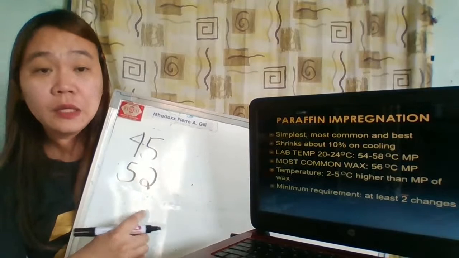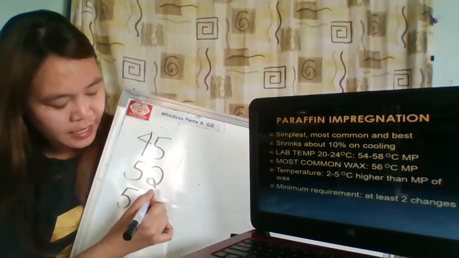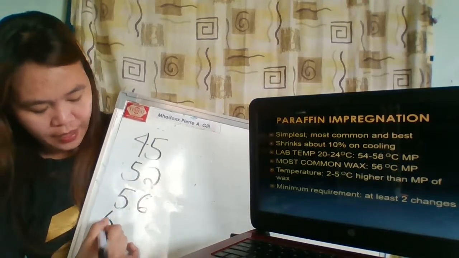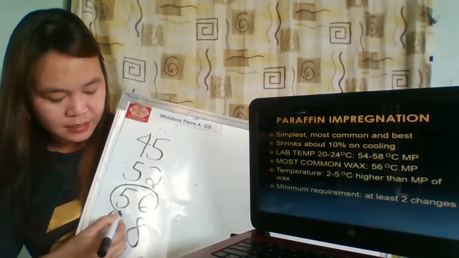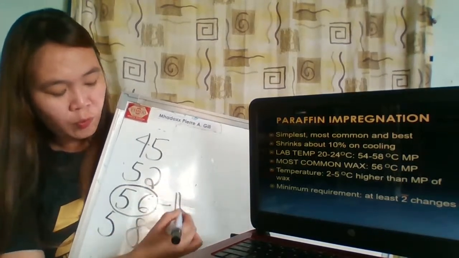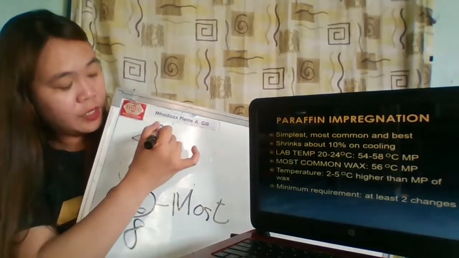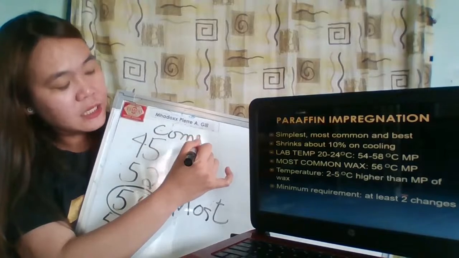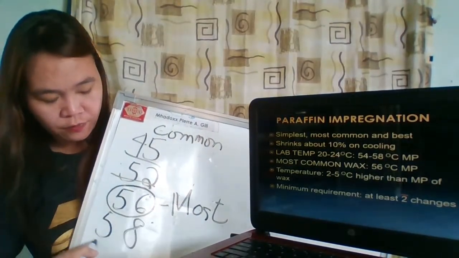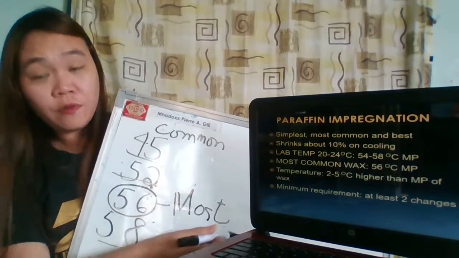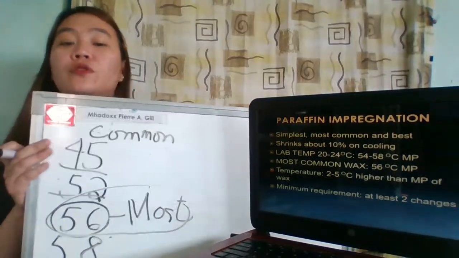52. What else? We have 56 and then 58. Okay. So 56, this is the most common. These are the common waxes: 45, 52, 56, 58. Most common is 56. Okay? Most common.